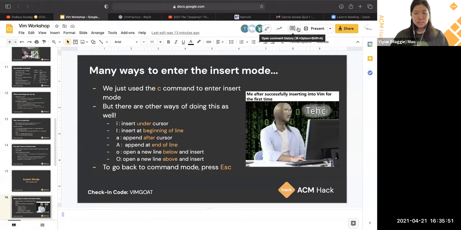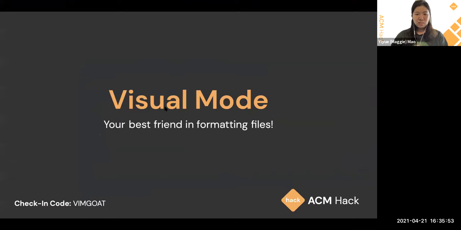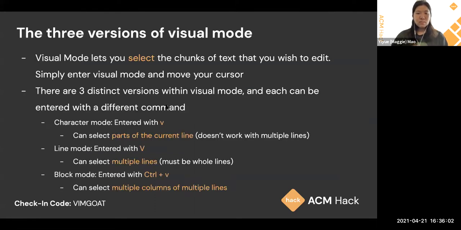Okay, so the last mode that we will go over after insert mode is the visual mode. Visual mode is actually your best friend in formatting files and moving one chunk of code to the other. There are actually 3 versions of visual mode, and we can enter them using different commands, and they all have different purposes, and can help you accomplish a variety of tasks depending on the mode.